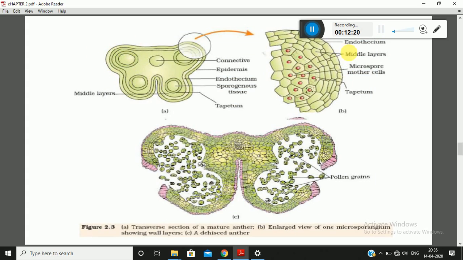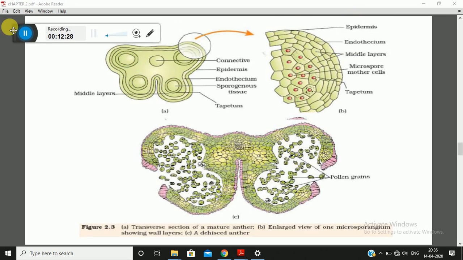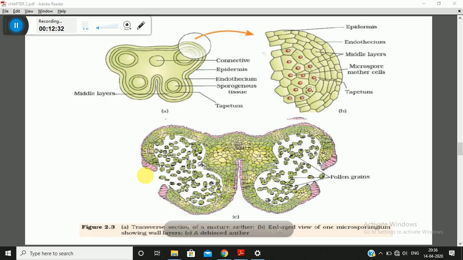They have 4 different layers or walls, we can say, starting from epidermis, endothecium, middle layers, and the tapetum, from outside towards the inside. There is a line of dehiscence where we can see there will be release of pollen grains coming out of the pollen sac.